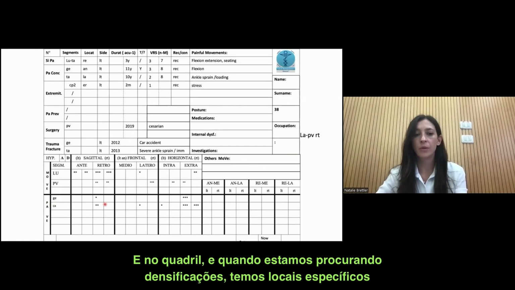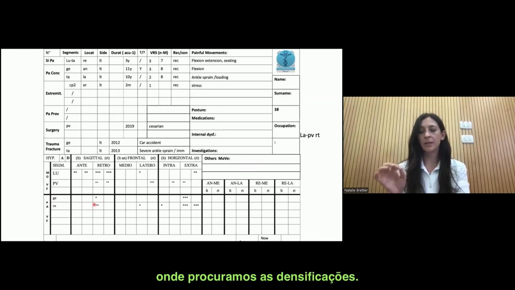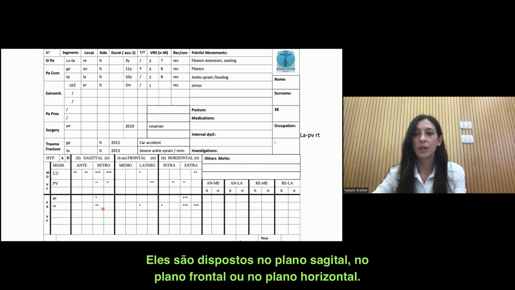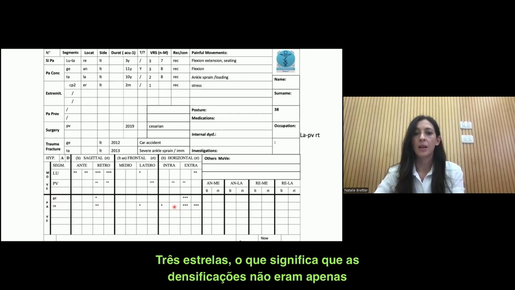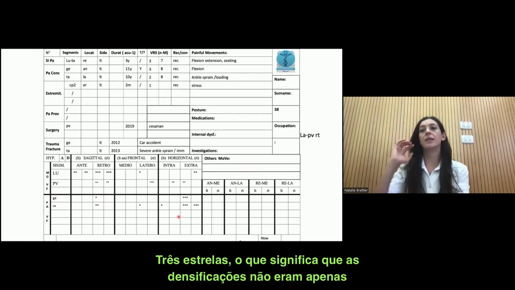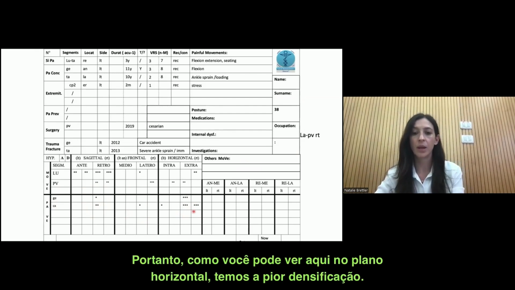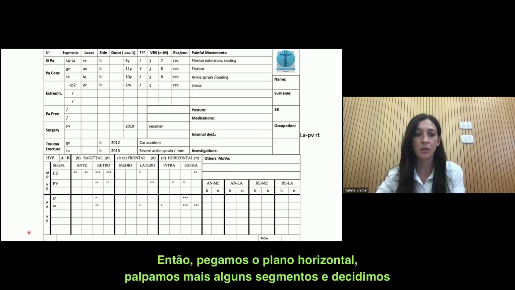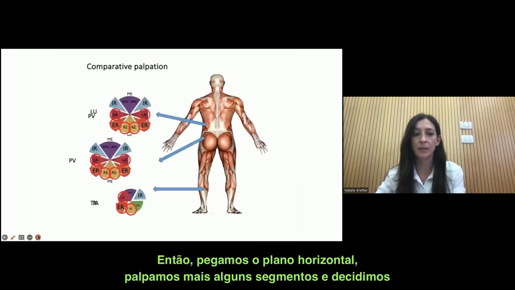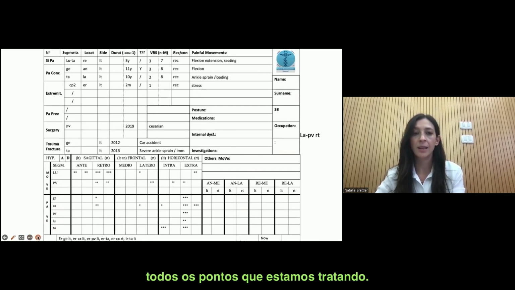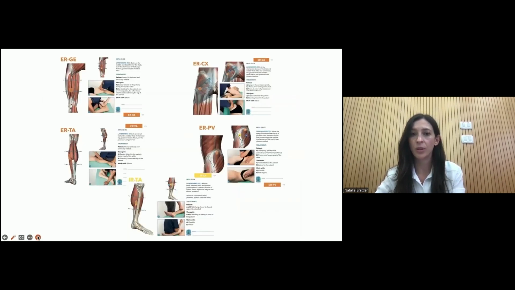And when we're looking for densifications, we have specific places where we look for them. They are arranged in the sagittal plane, frontal plane, or horizontal plane. Three stars means that the densifications were not only bigger, but also had referred pain. So as you can see here, in the horizontal plane we have the worst densification. So we took the horizontal plane, palpated a few more segments, and then decided on all the points that we're treating.